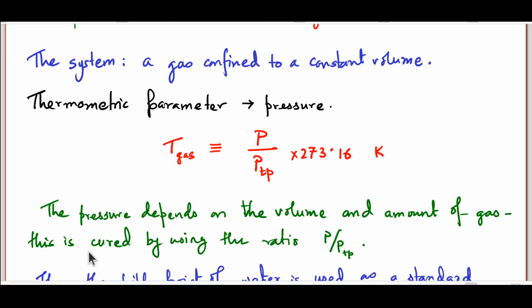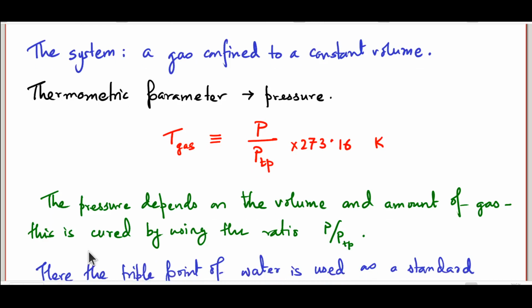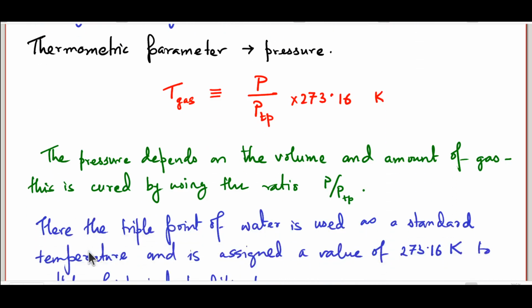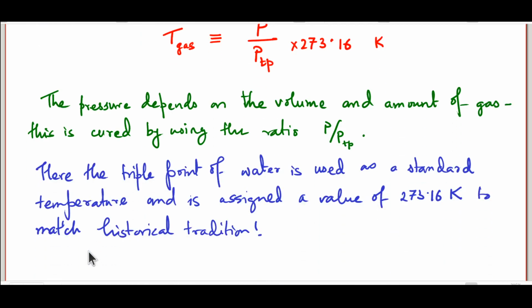So the P by P_TP ratio is actually independent of the amount of the gas and the volume of the gas. Almost. Now, as before, in fact as always, in the modern way of looking at things, the triple point of water is used as a standard temperature, and hence I find the value of 273.16 Kelvin, which, as we have stated already, is done to maintain historical tradition.